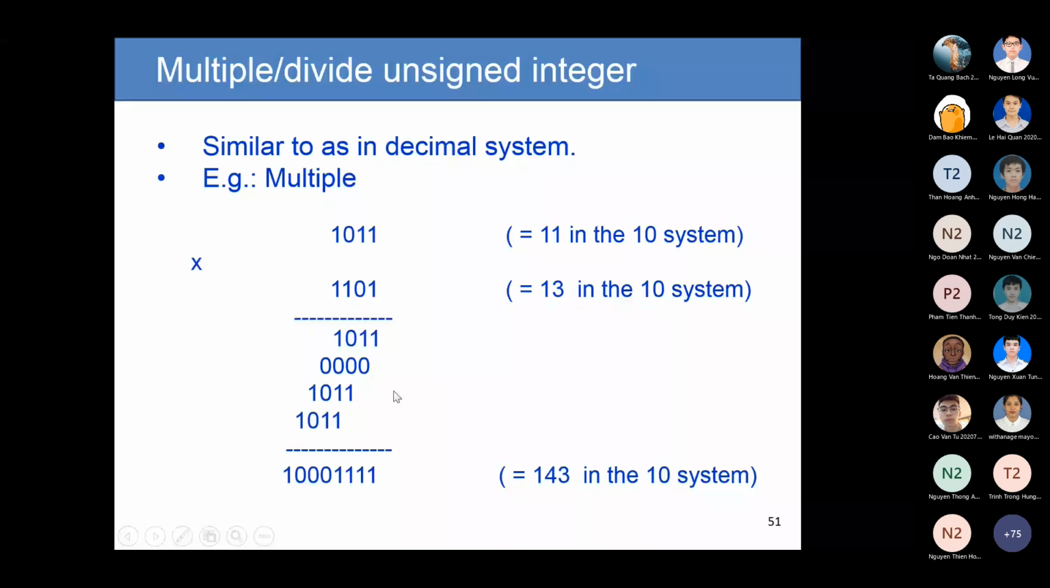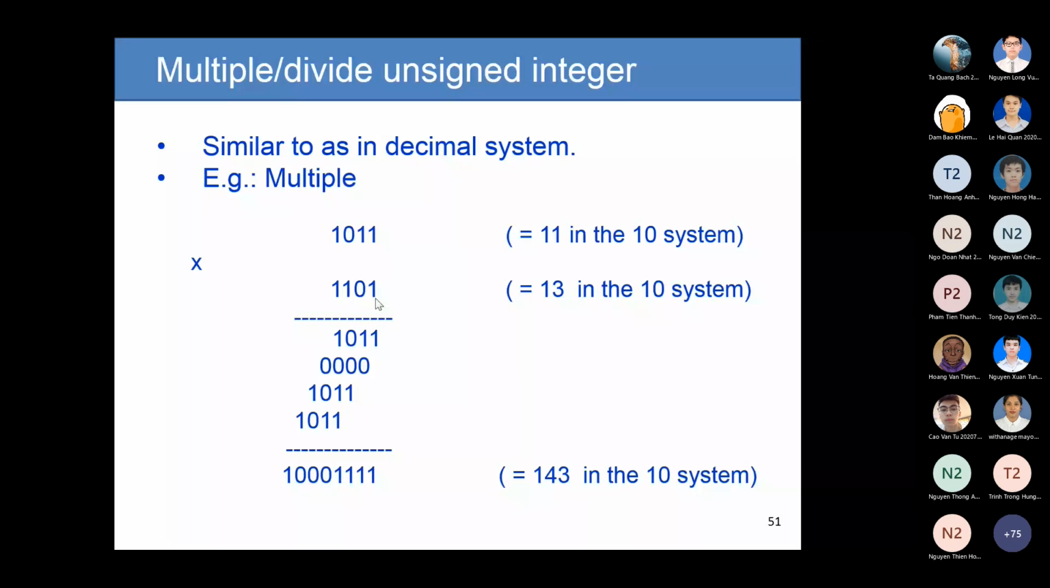About how to multiply or divide, actually we do it the same as in the decimal system. For example, we multiply two numbers that represent unsigned integers. So we multiply 1011 with 1101, digit by digit from right to left.